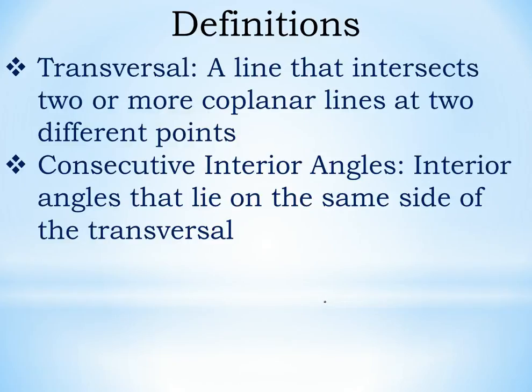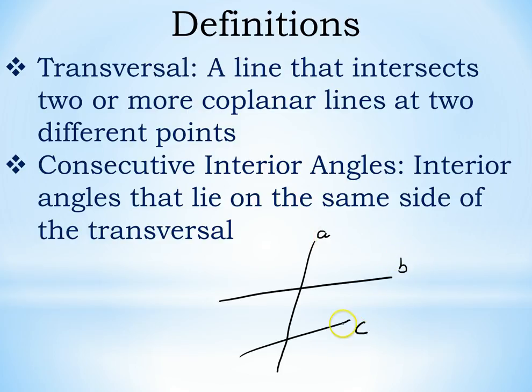Now, a transversal is a line that intersects two or more coplanar lines at two different points. And they're going to form four different types of angles. One type of angle is a consecutive interior angle. I have my transversal A intersecting lines B and C. Angles 1 and 2 would be considered consecutive interior angles. Look at the keywords: interior, they're inside the two coplanar lines, and they're both on the same side of the transversal. That's why they're consecutive interior. 3 and 4 would also be consecutive interior angles.